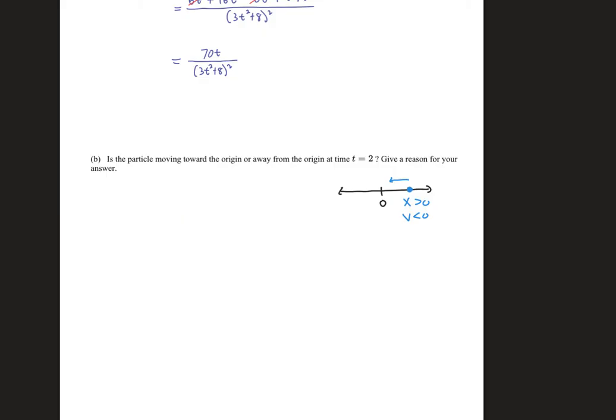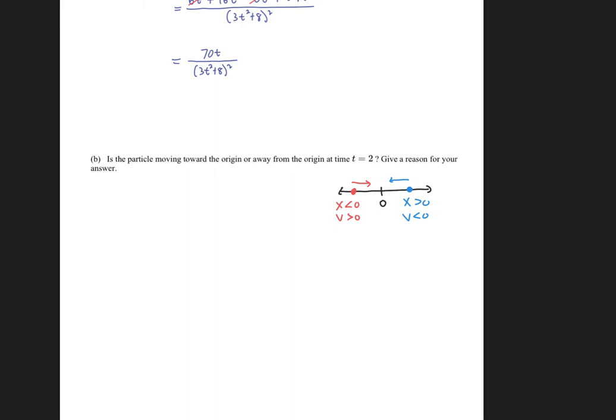Position positive means it's to the right of the origin. Velocity negative means it's moving to the left. So, to the right of the origin, moving left. It could also be to the left of the origin, moving right. Left of the origin would mean the position is negative, and moving right would mean velocity positive. So those are the two options for moving towards the origin.